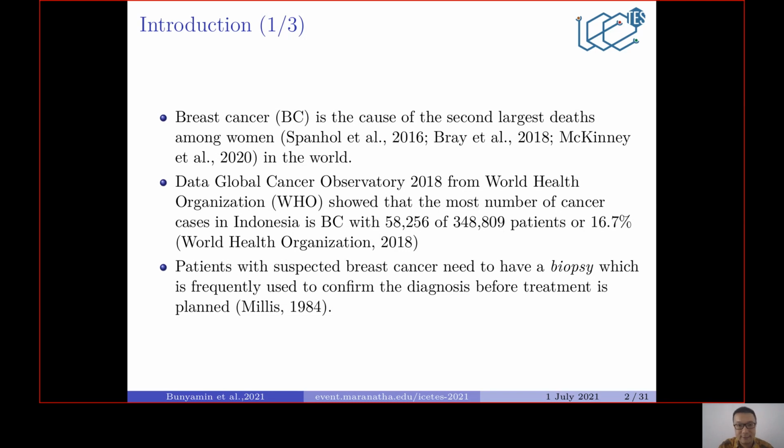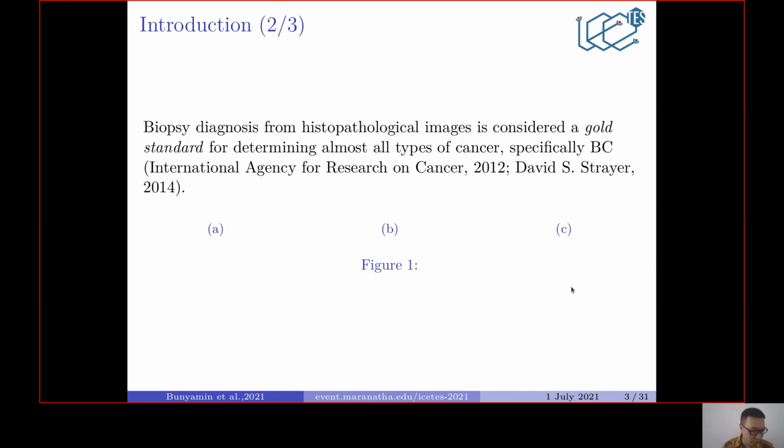Yeah, the second largest. In Indonesia also, there are also patients and also a lot of deaths among Indonesians. And in order to detect breast cancer, the patient needs to have a biopsy. Biopsy is also considered the golden standard to determine the type of cancers.